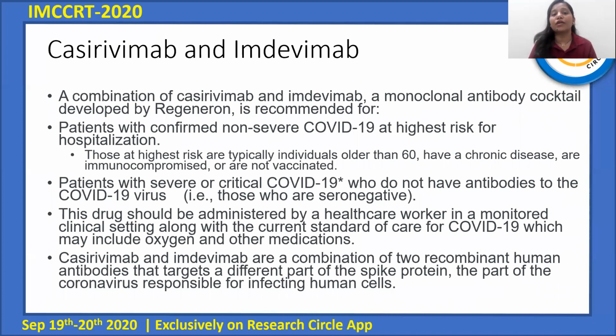Also, for patients with severe or critical COVID-19 who do not have antibodies to the COVID-19 virus, this drug should be administered by a healthcare worker in a monitored clinical setting along with the current standard of care for COVID-19, which includes oxygen and other medication. Casirivimab and imdevimab are a combination of two recombinant human antibodies that target different parts of the spike protein, the part of the coronavirus responsible for infecting human cells.